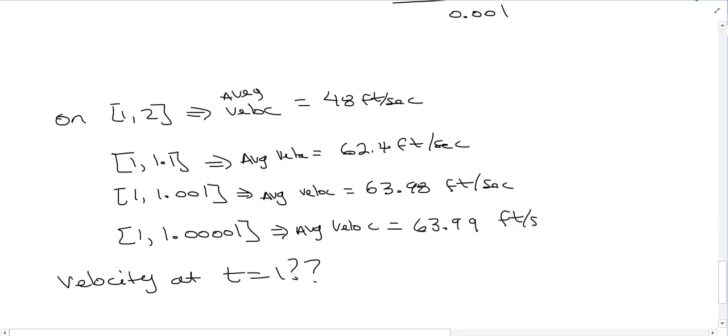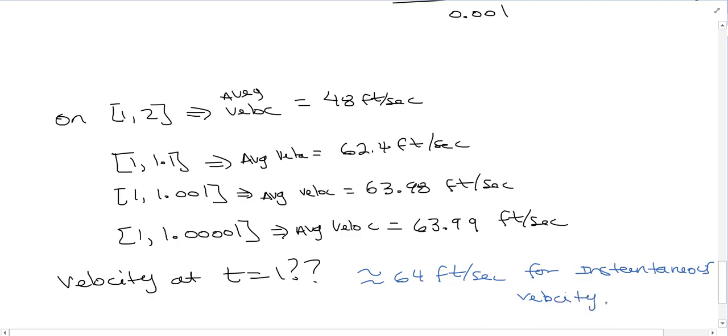63.99 feet per second. So now my guess of 64 is starting to feel a little more comfortable, right? So I could probably guess that the instantaneous velocity at t equals 1 is around 64 feet per second. What does it mean to be instantaneous velocity?